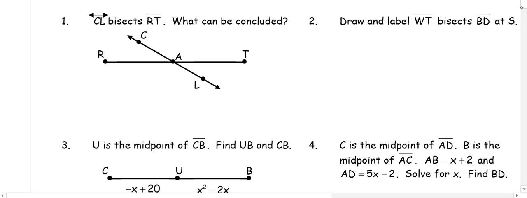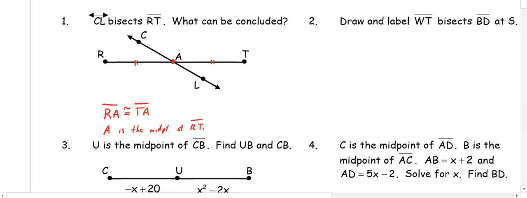So in number one, line CL bisects RT. What can we conclude? Well, RT is a segment, so at this point, it's bisecting it. So it's going to cut it into two congruent parts. So we can conclude two things. One, we can say that RA is congruent to TA. And we can say A is the midpoint of RT.